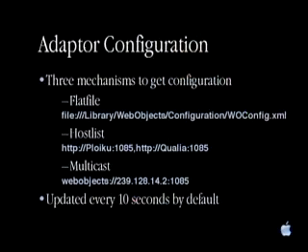There are 3 ways that the adapter gets this configuration information. The first way is from a flat file. Basically, it'll just read a file off of the disk. The second way is a host list. It'll get dynamic data about application instances from a series of known hosts that you pass it. And multicast, which is sort of a broadcast mechanism for discovering what hosts are available. We'll go through these one by one in just a second.